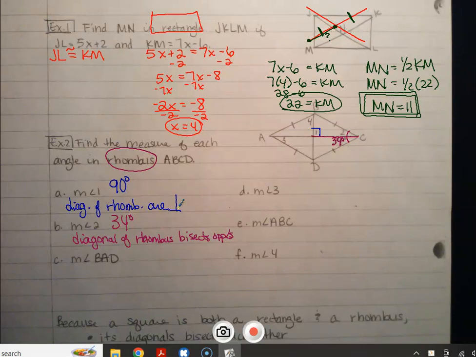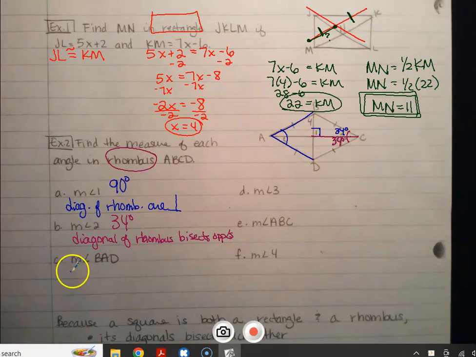All right, C says the measure of angle BAD. All right, so BAD, so that's this whole angle here. What's that measure of that angle? Okay, well, these angles are opposite, right, it's angle opposite of angle BCD. And we know the angle measure of angle 2. This one's 34. The opposite angles have to be congruent.